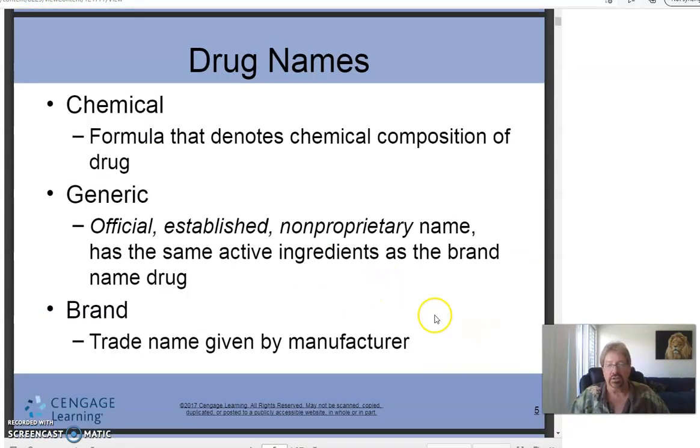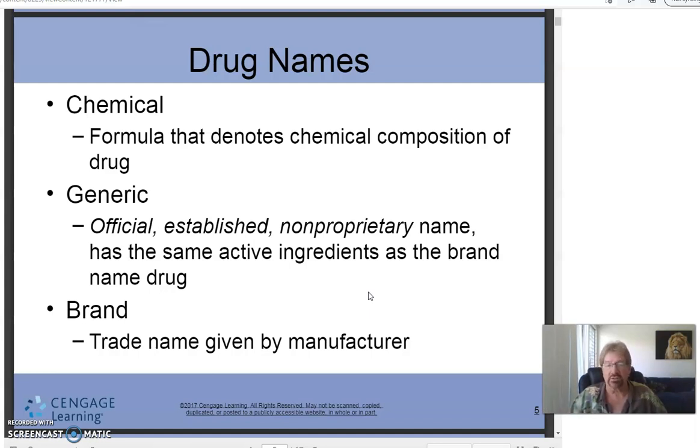Okay, drug names. Chemical is the formula that denotes the chemical composition of the drug. Now, many of these are quite complex. It's the actual organic chemical formula. Generic is the official established non-proprietary name. So, for example, Motrin is a brand name. That's the next one for an NSAID, a non-steroidal anti-inflammatory. But the generic name is ibuprofen. Motrin is one brand of ibuprofen.